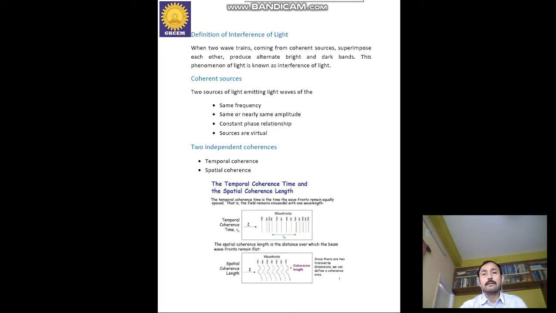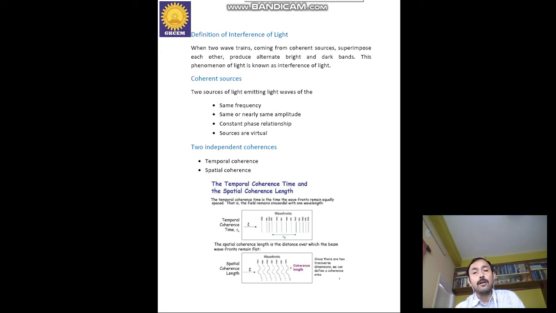When two sources emit light waves of the same frequency, same or nearly same amplitude, and they must maintain a constant phase relationship, these sources are known as the coherent sources. Now, there are two independent coherences. One is temporal coherence, another one is spatial coherence. Here we are showing you the temporal coherence time and spatial coherence length.